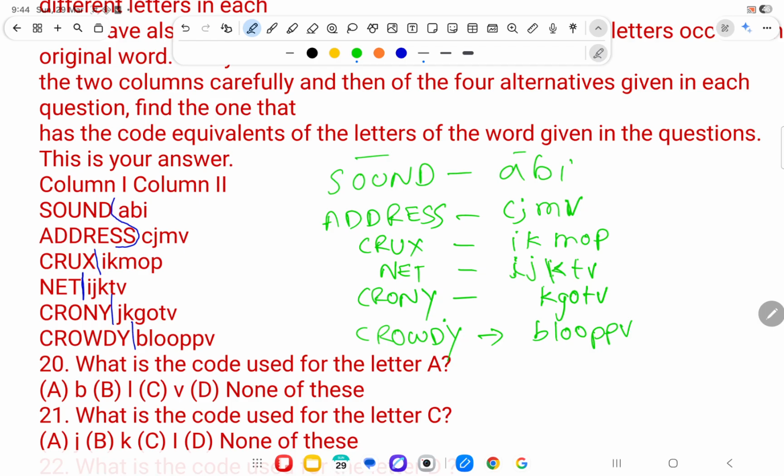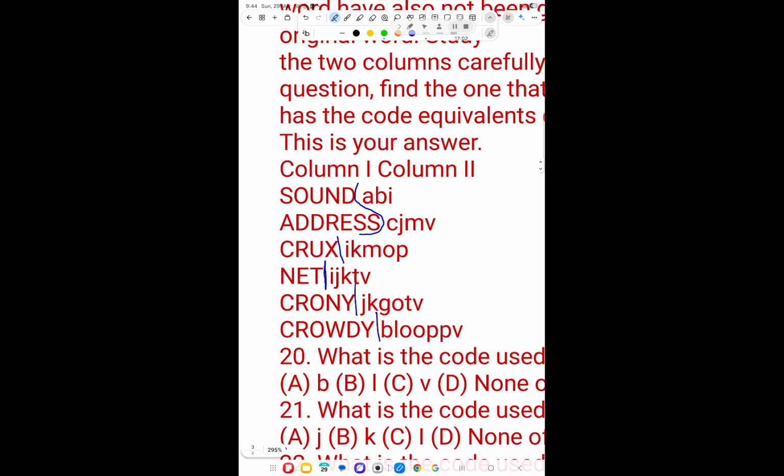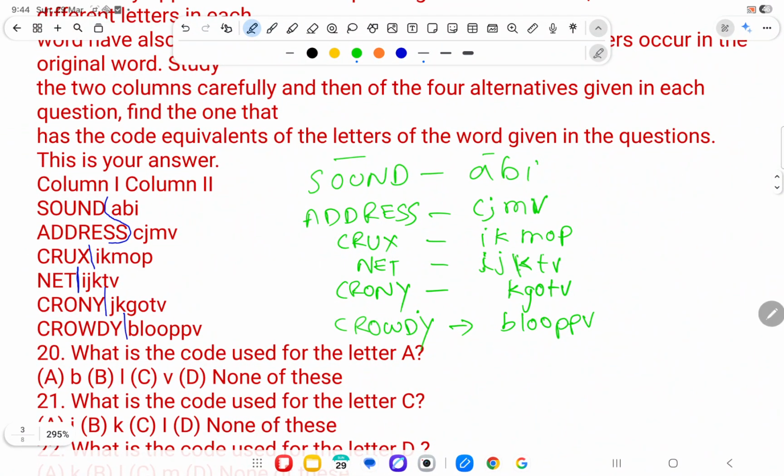Okay. So first they are asking what is the code for the letter A, and check that sound is given here. Sound is given here, 3 letters. Is that correct? No. Address is given 4 letters. Even it is not correct. Crux is given 7 letters. Sorry, 5 letters. Means again it is jumbled. See, the 3 letter word is net. So ABI, it is correct, but it is given in a different order.